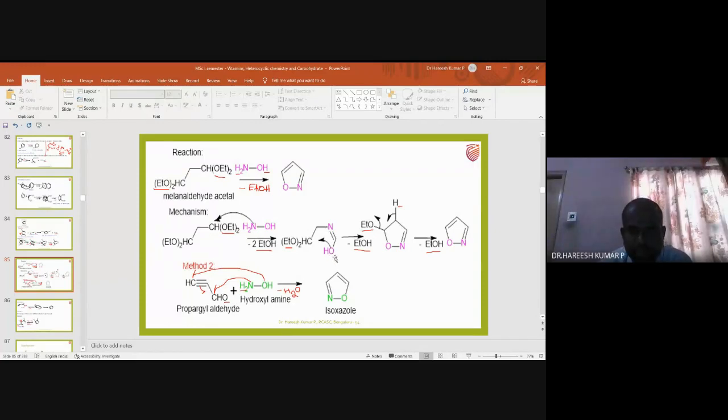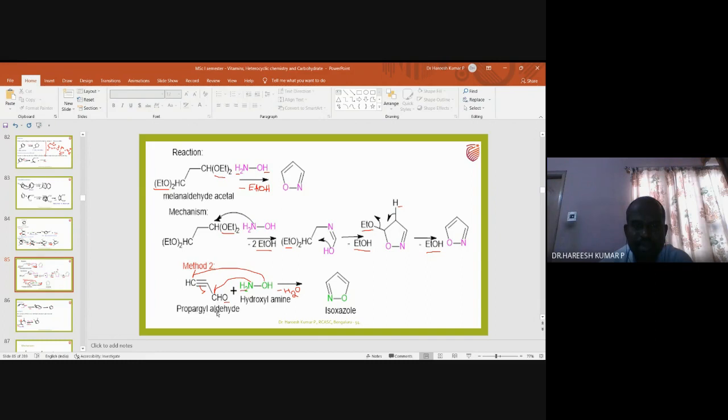Then there will be a new bond formation between this oxygen and this carbon. The ethoxy, by taking this proton, goes out as ethanol. Then the CH bond is there, no? Removal of this proton and this ethoxy group, and this bond pair will convert into a double bond. So that is how an isoxazole is obtained.